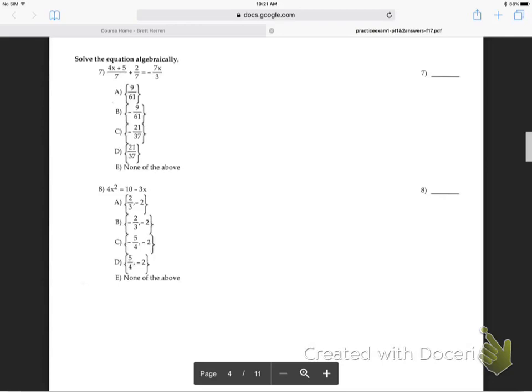So I'm purposely giving you fractions and denominators to help you get ready for calculus. These need to be easy for you to have any chance to pass calculus.